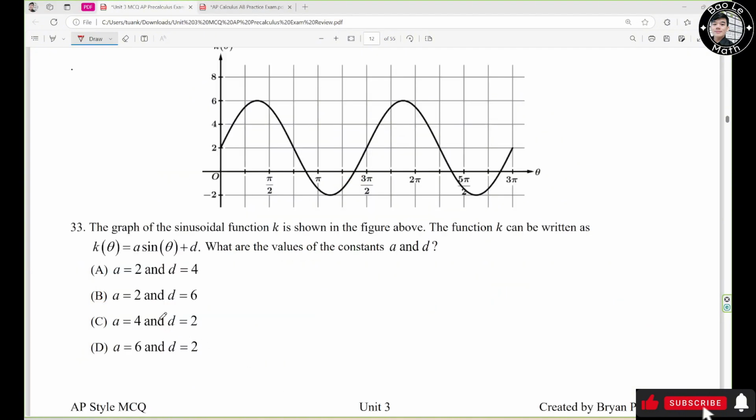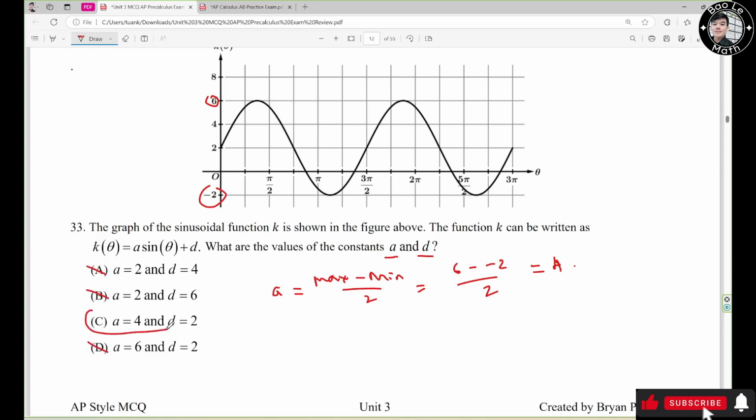Now question number 33, we need to find amplitude and the midline, right? So amplitude is going to be maximum subtract minimum divided by 2, right? So maximum is 6, minimum is negative 2, and it's going to be 6 subtract negative 2 divided by 2. It's going to be 4, right? So you need to eliminate A, B, and D. The answer must be C, right?